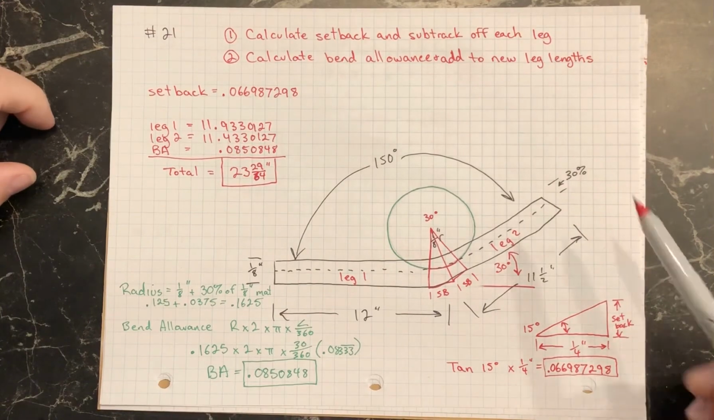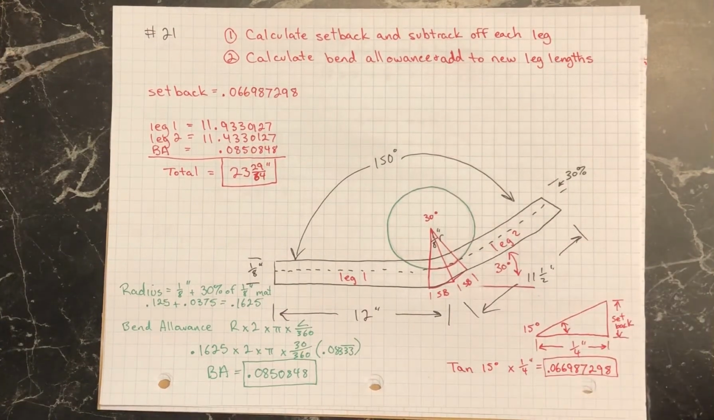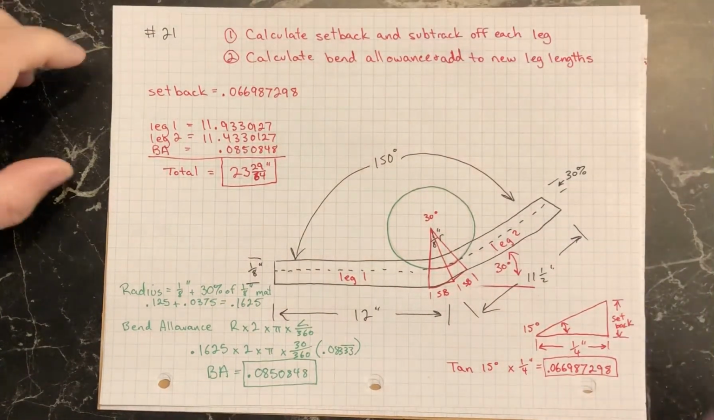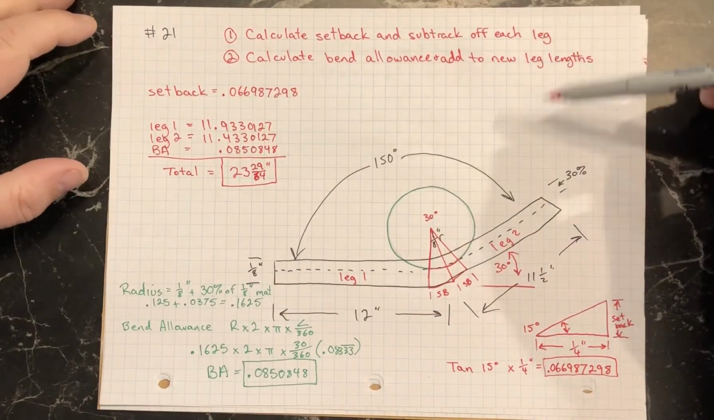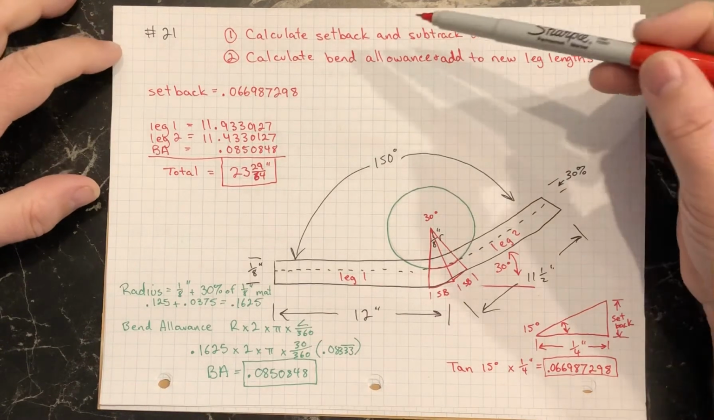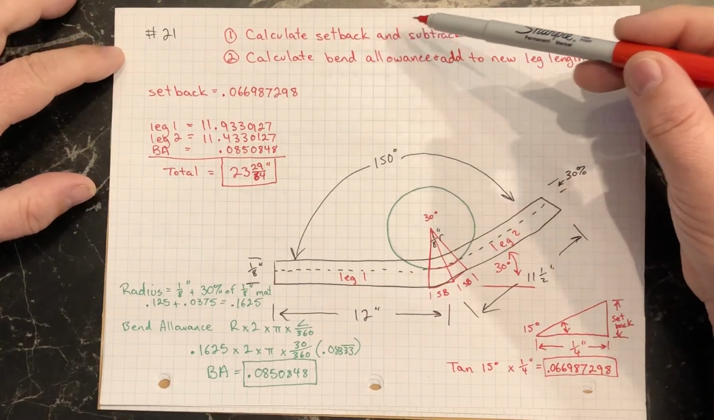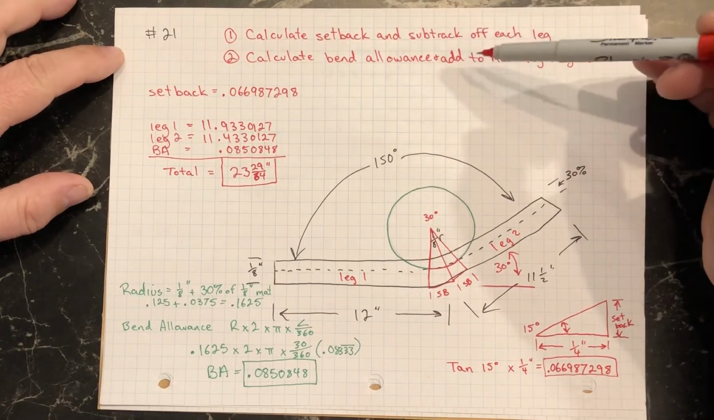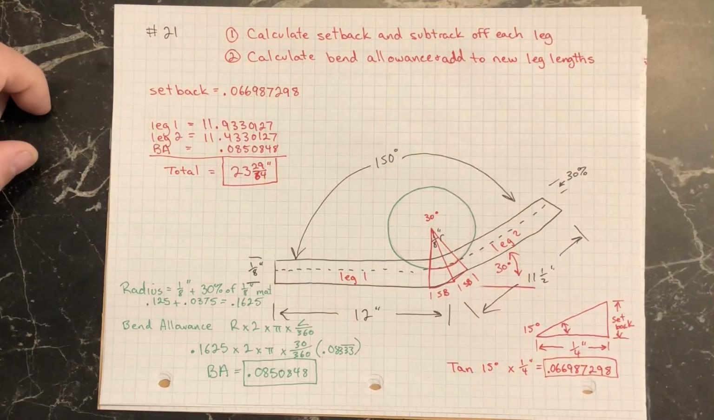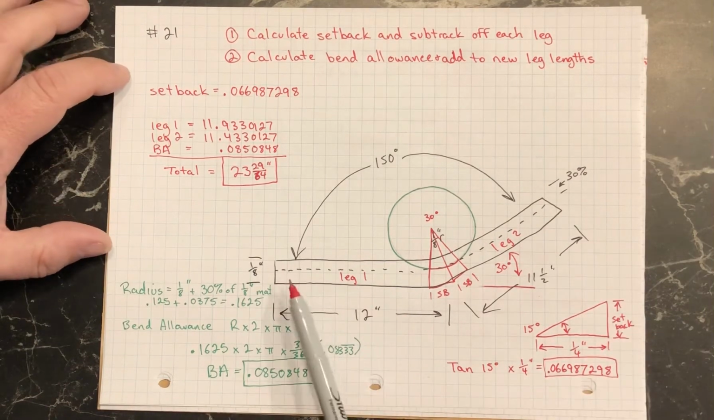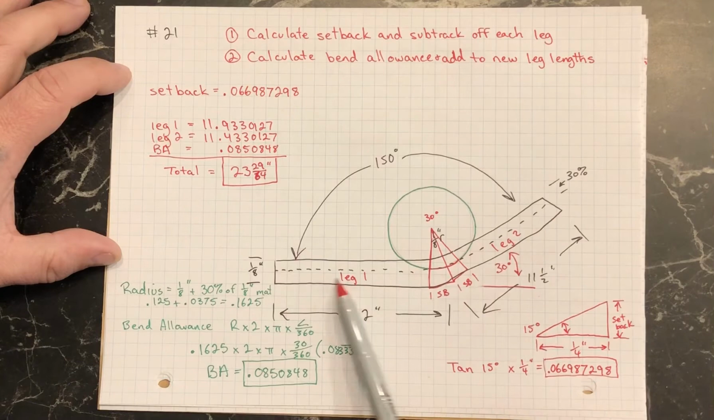I know this drawing I have here is probably a little confusing right off the bat, but if you remember, there are two distinct parts to doing a bend allowance calculation. Step one is to calculate the setback and subtract the setback off of each leg. Step two is to calculate the bend allowance and add it to the new leg lengths. I've made a drawing here of the piece that's in that question.